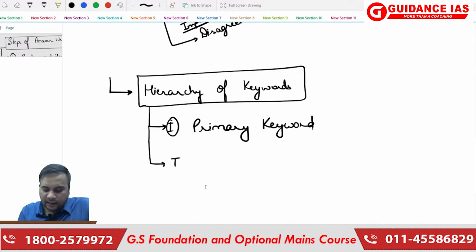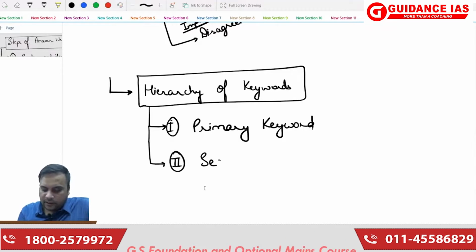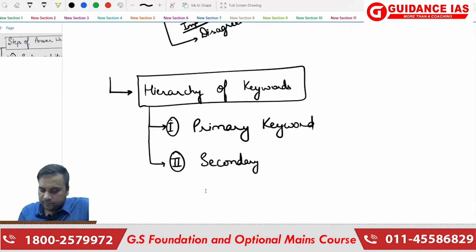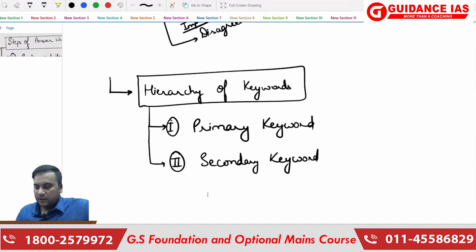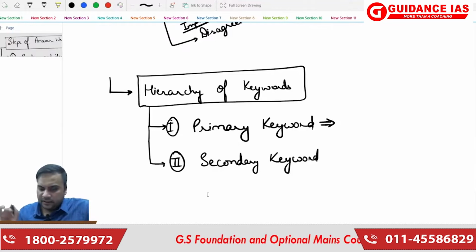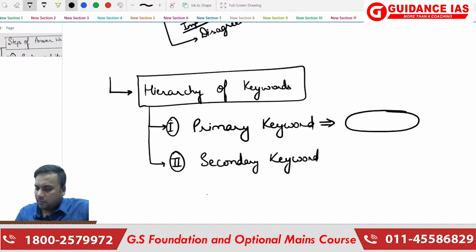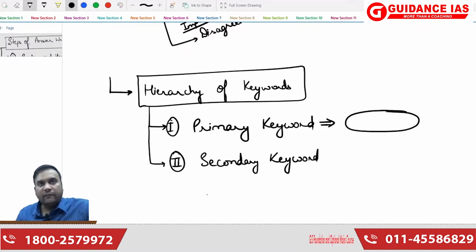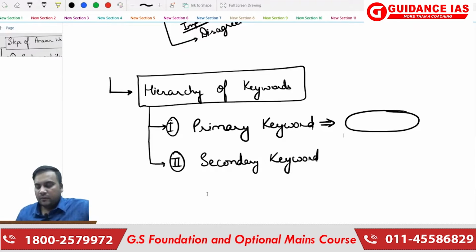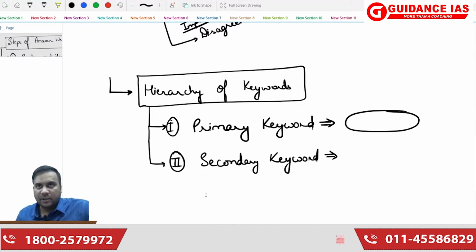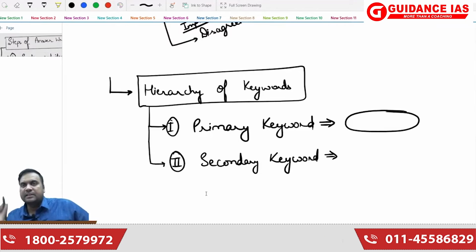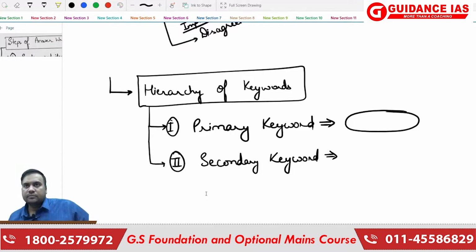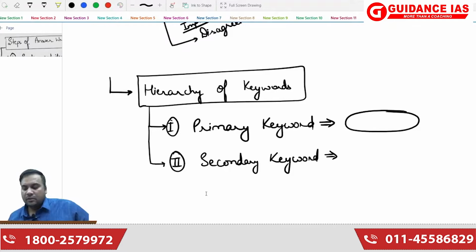There is a second type which I call the secondary keyword. When I am reading the question, I generally make a circle or box to identify the primary keyword. I still have this habit because it has become my habit. I cannot read a question without a pen or pencil in my hand.